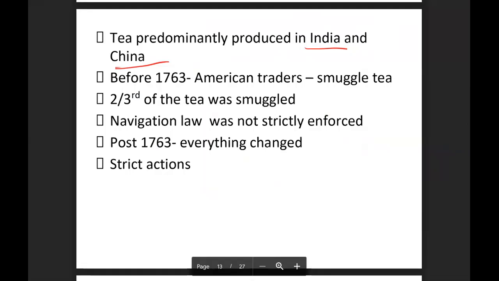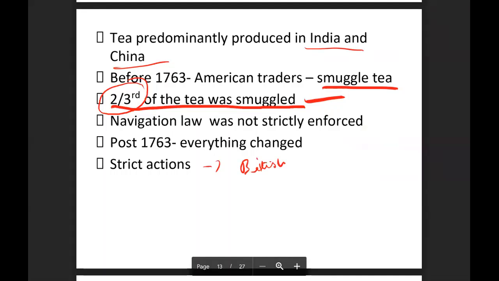Before 1763, American traders smuggled tea. Two-thirds of the tea was smuggled during that time. Very important, write this in the answers with emphasis on this, and you can fetch good marks. Two-thirds of the tea was smuggled before 1763, and the navigation law was not strictly enforced during that time. Post 1763, everything changed, and strict action was taken by whom? The British. They started cracking down on all these things. That is what happened with respect to tea.